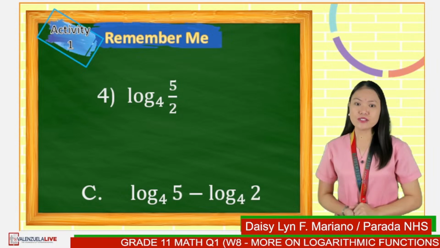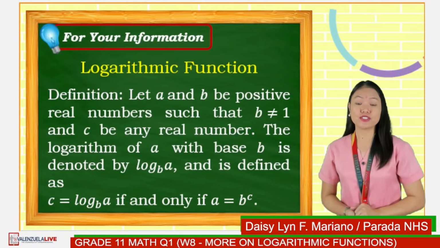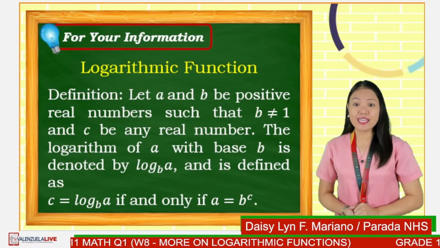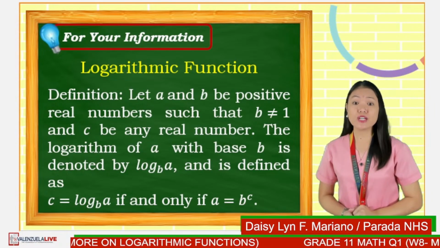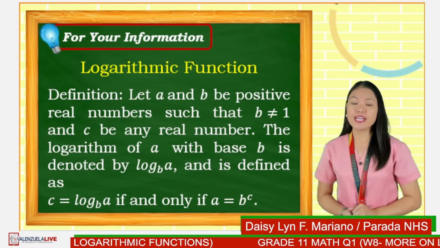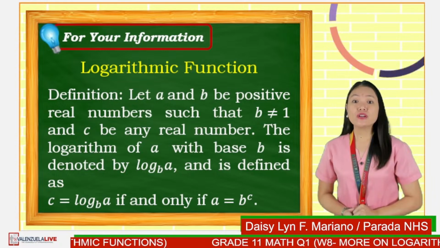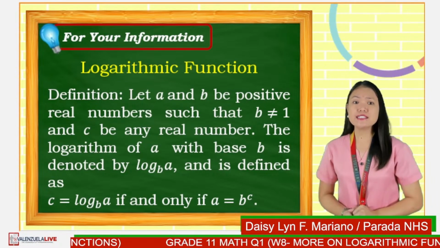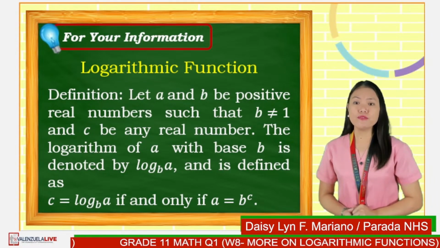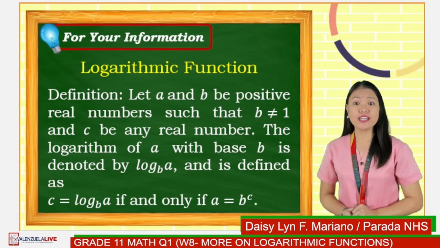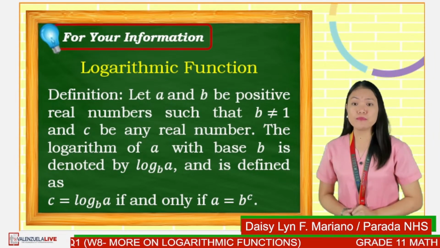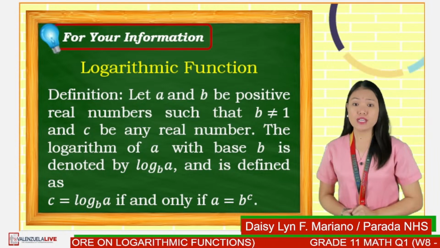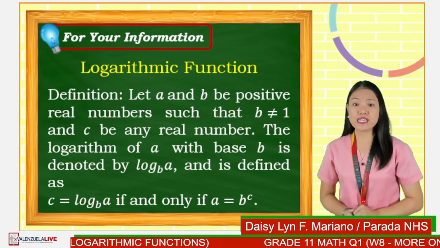Now, let us recall the logarithmic function. Let A and B be positive real numbers such that B is not equal to 1 and C be any real number. The logarithm of A with base B is denoted by logarithm of A with base B and is defined as C is equal to logarithm of A with base B if and only if A is equal to B raised to C.